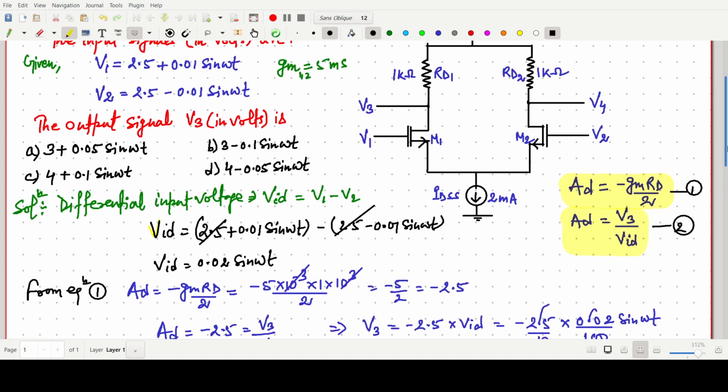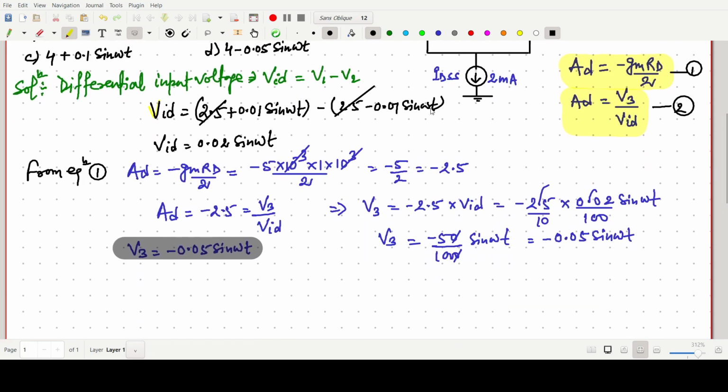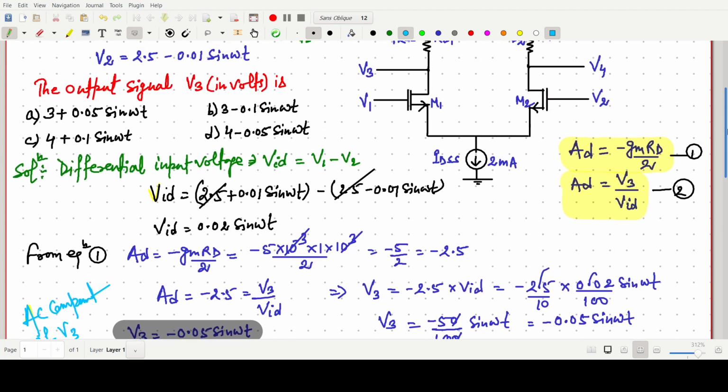Now, this V3 has both AC and DC components, because we are giving the signal both AC and DC. So now we have to find the DC component of V3. This one we can write as the AC component of V3. Now we have to find the DC component of V3. The DC component of V3 is very easy to find.